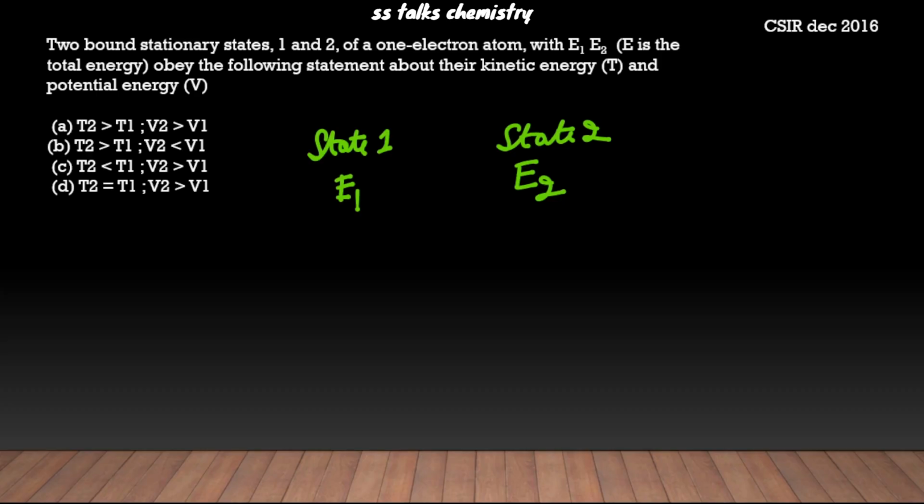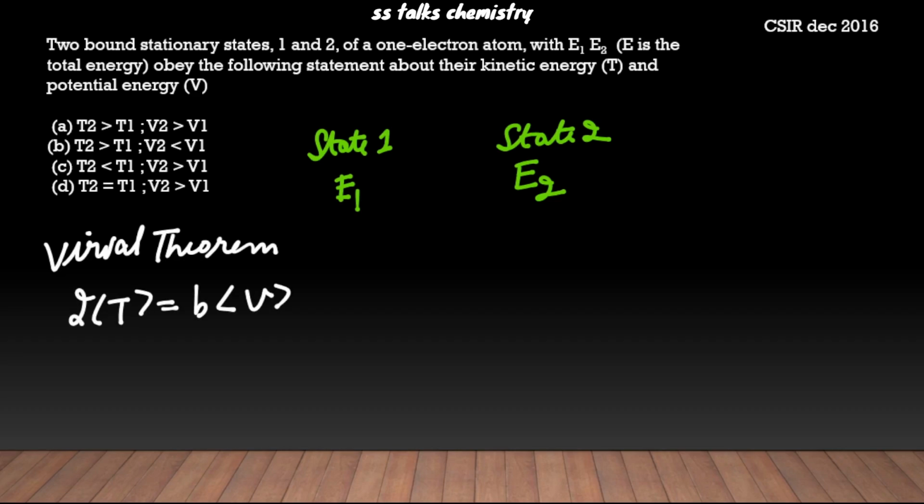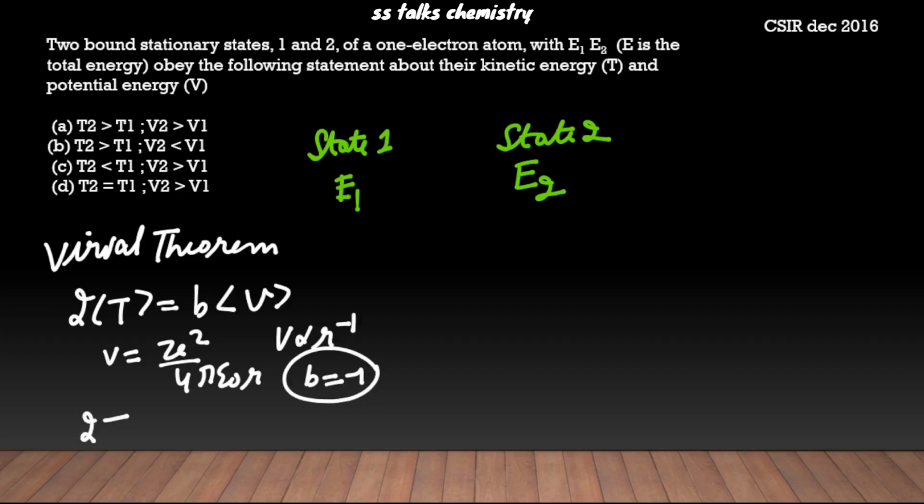That means about the hydrogen atom. The relationship that we have to see between the kinetic energy and the potential energies, right? So according to the virial theorem, 2 times the kinetic energy is V times the potential energy of it. The potential energy is Ze² upon 4πε₀ into r. So the V value is proportional to r raised to the power of minus 1. So V value is minus 1. 2 times the kinetic energy is minus of the potential energy, right?